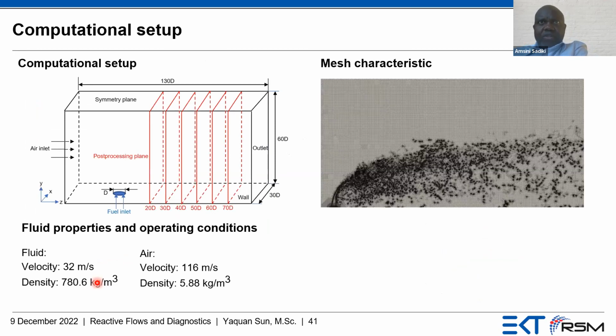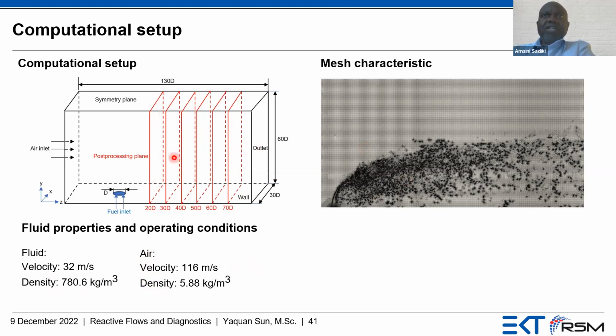I am looking for the name of the author of this experiment. Mr. Sun forgot to put the name, but I think they are in our paper. The fluid is air. The velocity of the fluid is this here, the density, and for air we have this. The mesh characteristics are provided there.